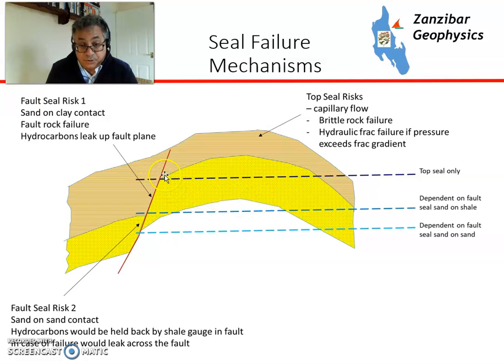Once you get past the top of the fault plane, this little area in here, you're reliant on the top seal only. So you've got one point of failure where you can have brittle rock failure, you can have hydraulic fracture failure if there's a big column within here where the top of the seal may break temporarily and hydrocarbons will leak off until equilibrium is restored. Or there may be tectonic movements that fracture the top. So those are the main seal failure mechanisms that exist.